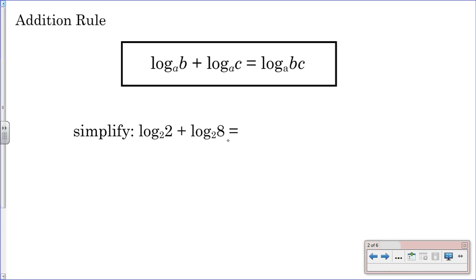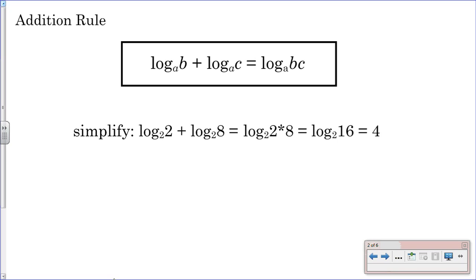For example, let's simplify log base 2 of 2 plus log base 2 of 8. Following our steps here, we're going to have log base 2 of 2 times 8, which is the same thing as the log base 2 of 16, which of course equals 4.